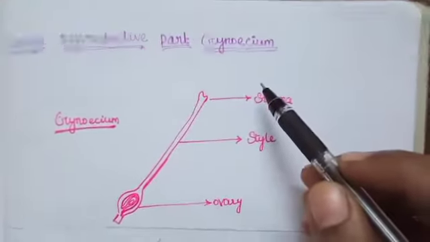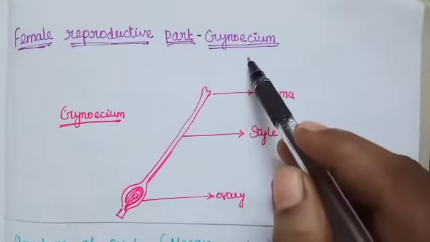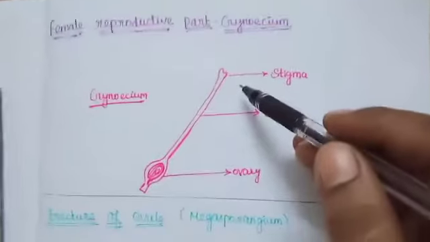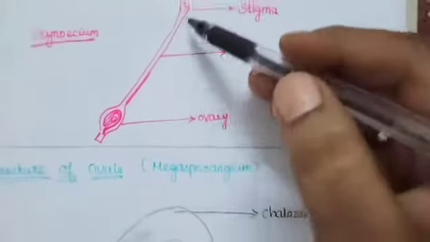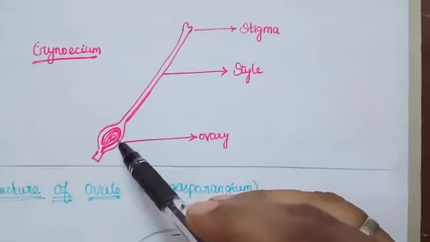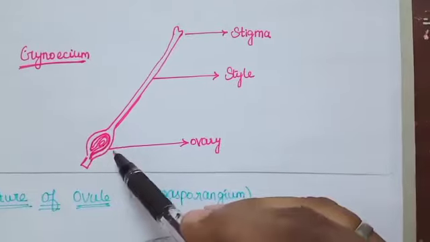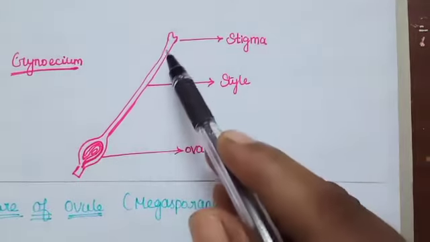Next to the development of the male gametophyte, the female reproductive part, the gynoecium. You know very well the gynoecium. The gynoecium represents the female reproductive part of the flower. The word gynoecium represents one or more pistils of a flower. The word pistil refers to ovary, style and stigma.